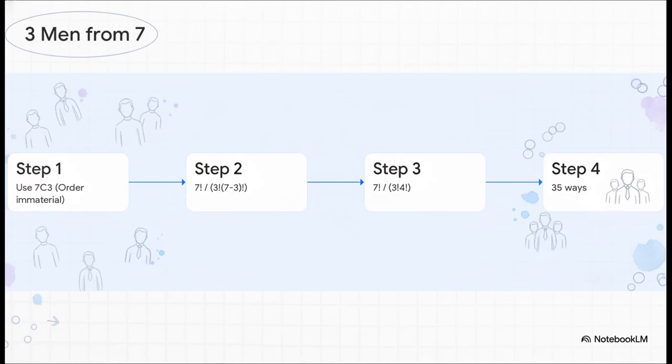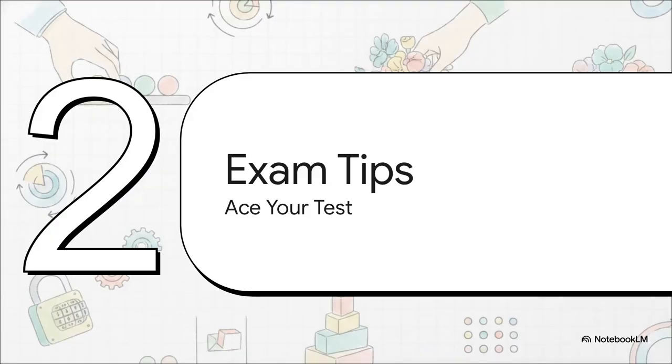7C3. We set up our formula, 7 factorial over 3 factorial times (7 minus 3) factorial. That simplifies down nicely to 7 factorial over 3 factorial times 4 factorial. When you expand those numbers out and cancel the matching terms, you are left with exactly 35 ways to form that committee. Easy, right? Finally, part 6, exam tips.